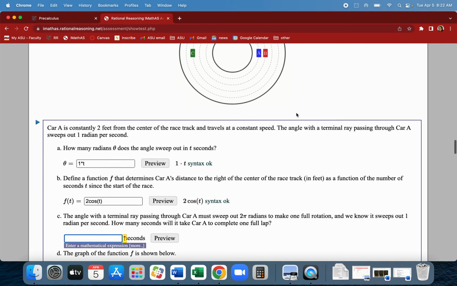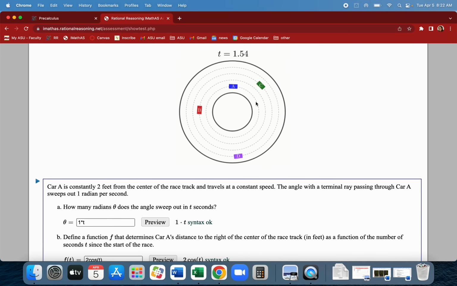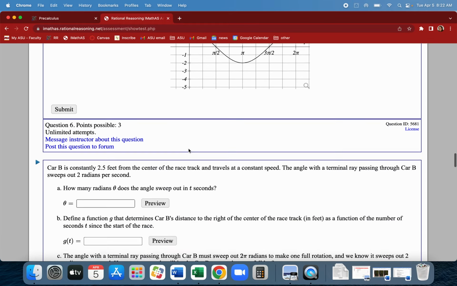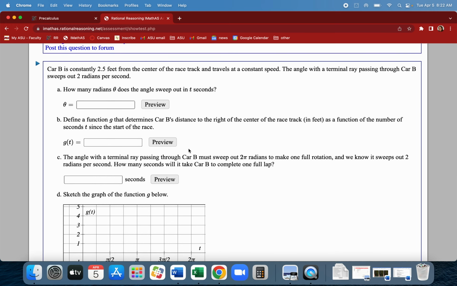All right, so in this diagram, car A was the closest in. Car B is out farther. It also seems to be going a bit faster. So car B, 2.5 feet from the center of the racetrack, travels at some constant speed where it's moving at 2 radians per second. So it's still this angular speed that's given. We don't have a meters per second or feet per second sort of speed. We have radians per second still. But car B is 2.5 feet from the center of the racetrack, going at 2 radians per second around this track. See if you can figure out how many radians does it go through in t seconds.